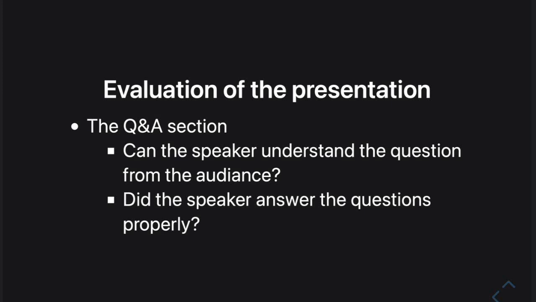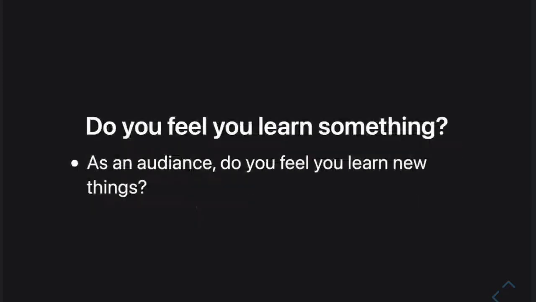So during the Q&A section, the evaluation criteria will be whether the speaker can understand the question properly, and also whether the speaker, after understanding the question properly, can answer the question properly. Because sometimes the audience might ask some thorny question that the speaker cannot answer quite well, maybe a very challenging question, or maybe it is simple, but the speaker cannot evaluate it. So being able to answer properly will be part of the evaluation.